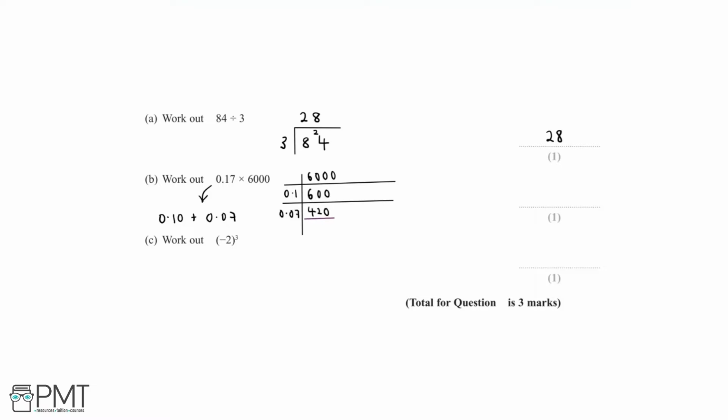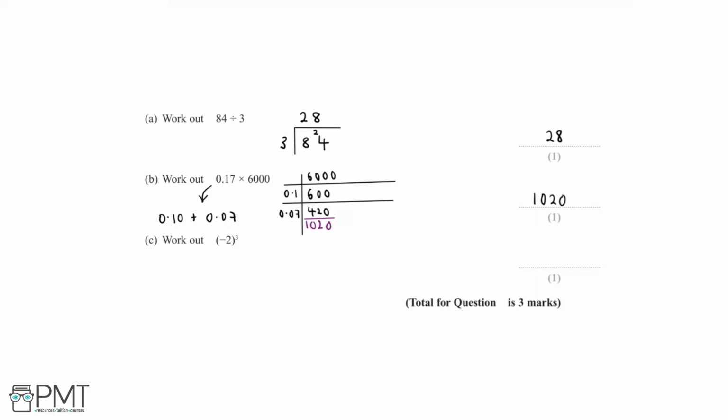And so adding 600 and 420 together, using column addition, well 0 plus 0 is equal to 0, 0 plus 2 is equal to 2, and 4 plus 6 is equal to 10. And so we found that 0.17 multiplied by 6,000 is equal to 1,020.